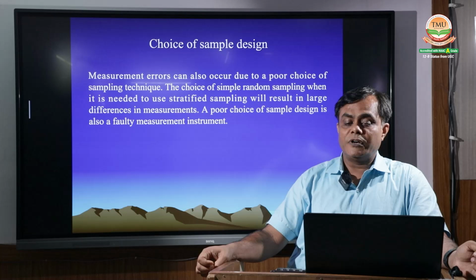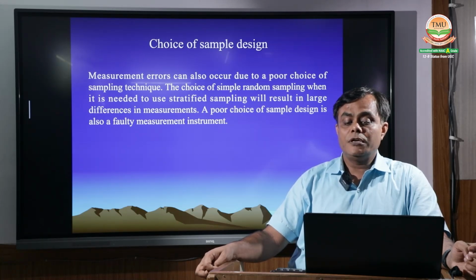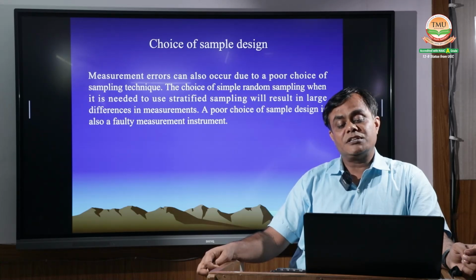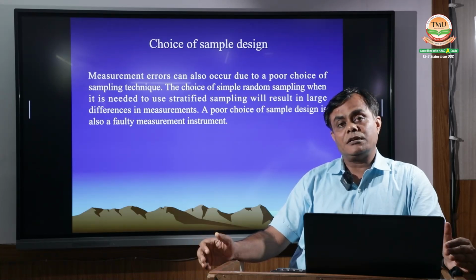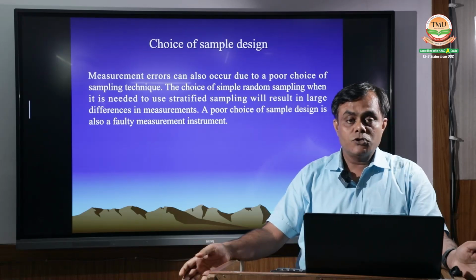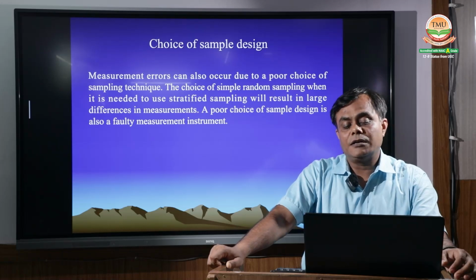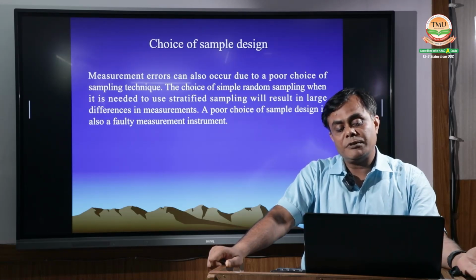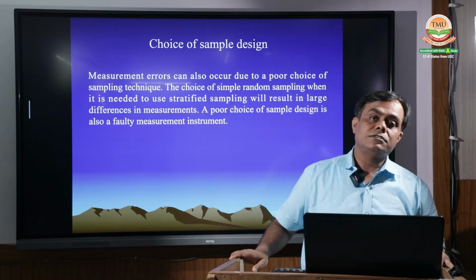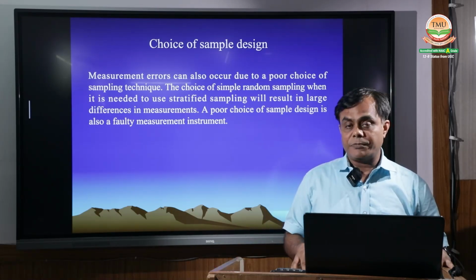So for choice of sample, using simple random sampling when stratified sampling is needed will result in large differences in the measurement. Sometimes you have taken a simple random sampling, but a stratified random sampling is required. Due to the poor choice of sampling, that error comes in, and the information becomes faulty. So that comes under the head of the sample design error.